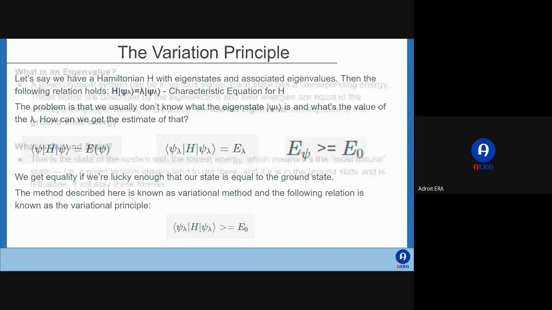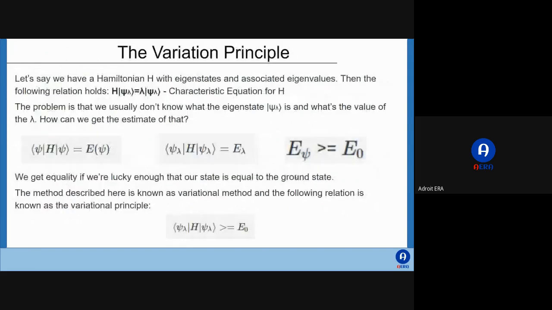So how is VQE working? VQE works with the help of the variational principle. Every problem can be defined in the form of a characteristic equation. The characteristic equation has eigenstates and associated eigenvalues. So what we need to find is the lowest eigenvalue with the help of this characteristic equation, right?